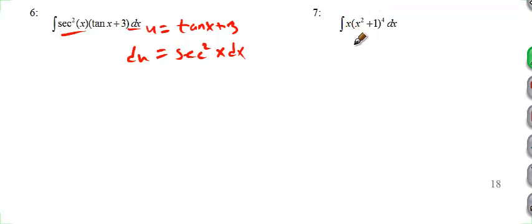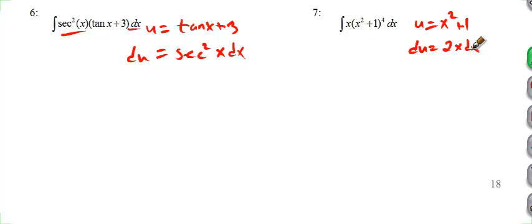I really don't want to FOIL this 4 times. Don't want to. So I'm going to let my u be what's on the inside, the x squared plus 1. The problem is, I have a 2x dx. And now here, all I have is an x dx.